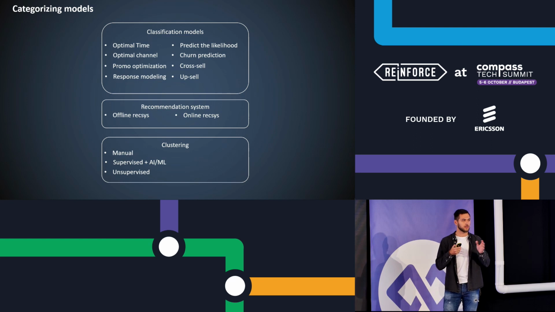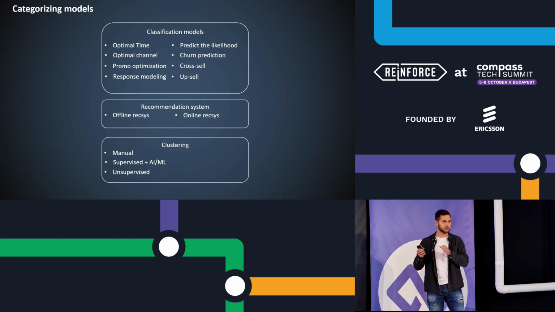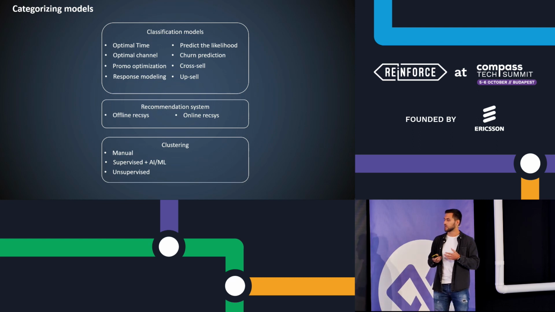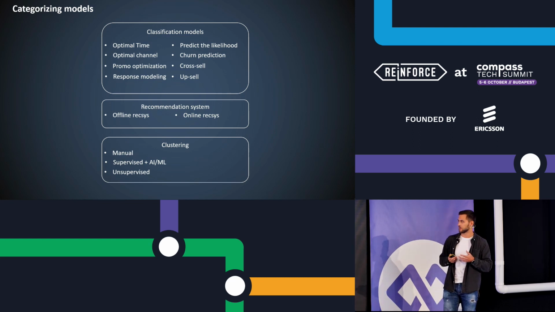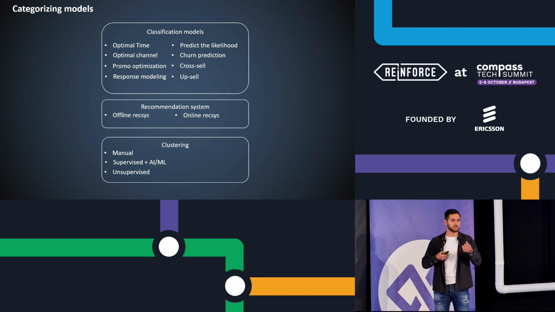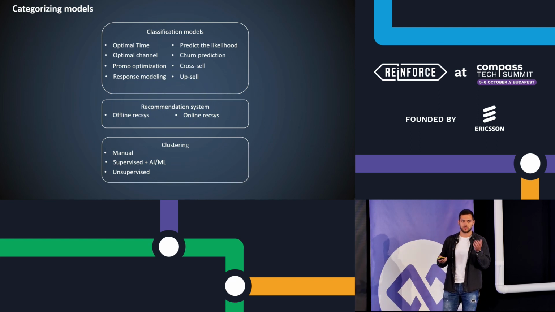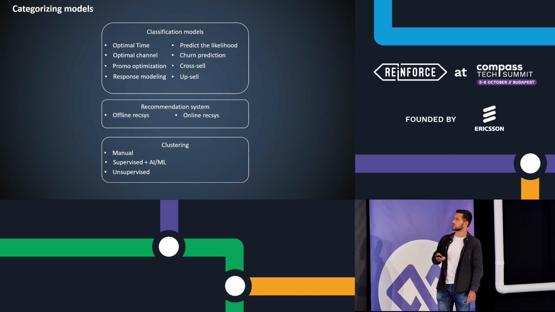It could be manual, like I said before, RFM segmentation: recency, frequency, monetary. Recency is about how long the customer has been with us. Monetary is about how much money they spent, and what else? Frequency is how often they make their purchases.